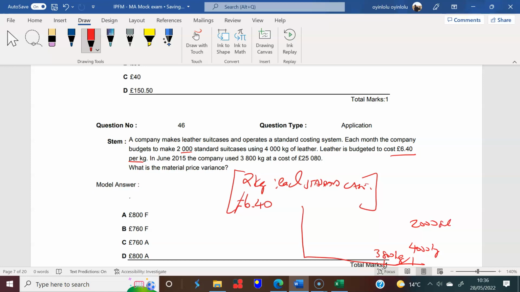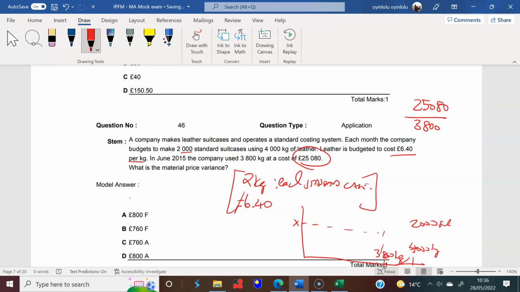If I was asked to find the usage variance, I'd be finding the difference between these two. But I'm not asked that. I'm told that you did 3,800 kilograms and you spent whatever, I'll call this X, it doesn't really matter. You spent a total of 25,080. I can find how much you spent per kilogram by dividing 25,080 by 3,800.